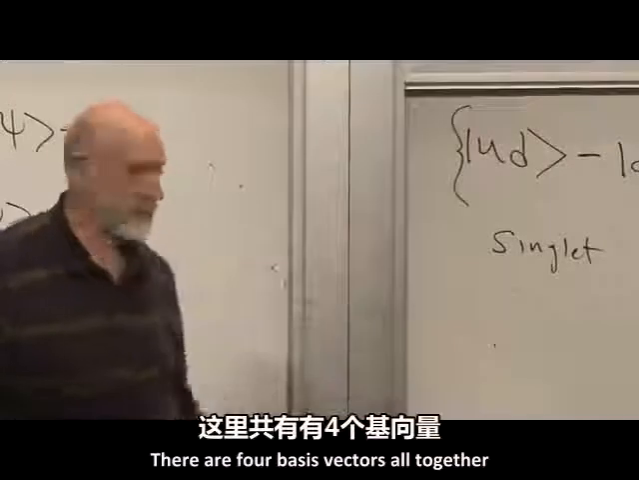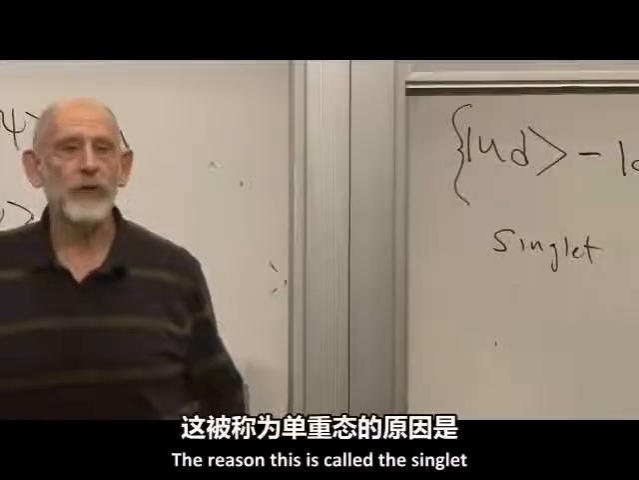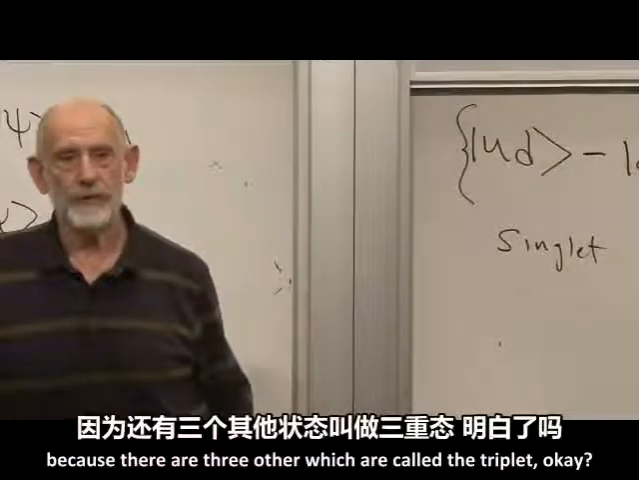There are 4 basis vectors altogether. The reason that this one is called a singlet is because there are 3 others which are the triplet. Okay?